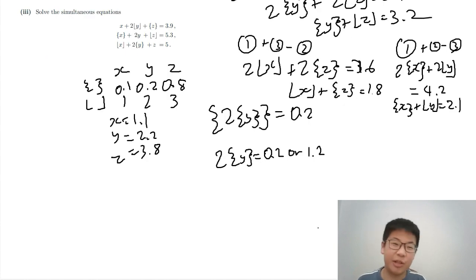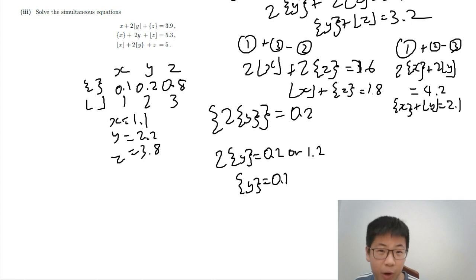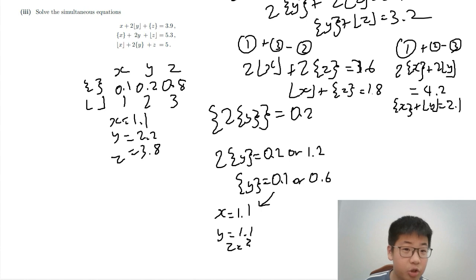We do this type of thing when you're studying trigonometry, when you had to get the answers from 0 to 4 pi when you want the answers from 0 to 2 pi, when there's a 2 in your equation. Well, this is the exact same type of situation. So the fractional part of y could be 0.1 or 0.6. And the first solution, when fractional y equals 0.1, follows immediately: x equals 1.1, y equals 1.1, and z equals 3.8.